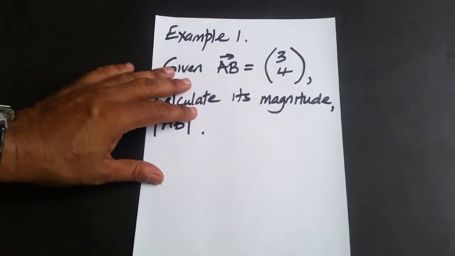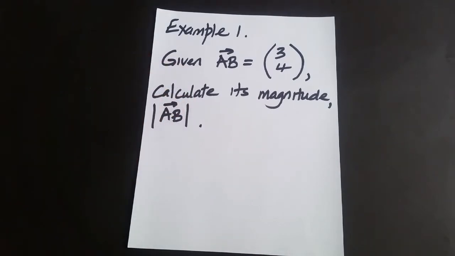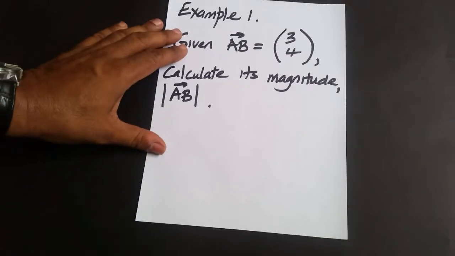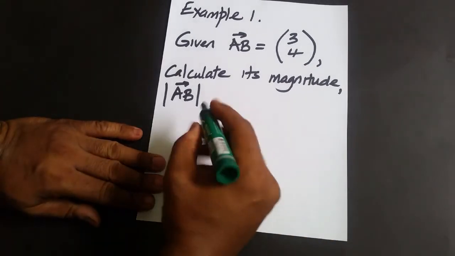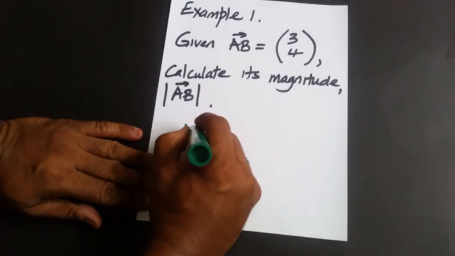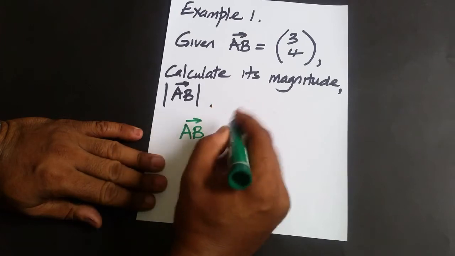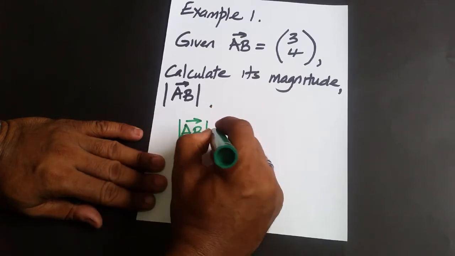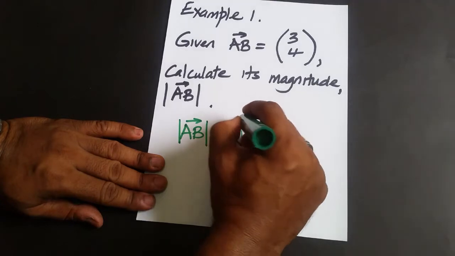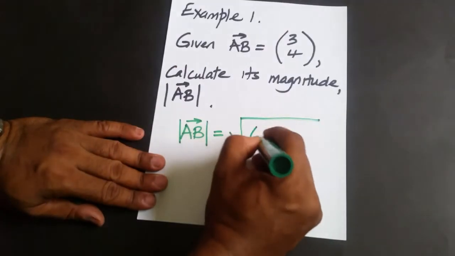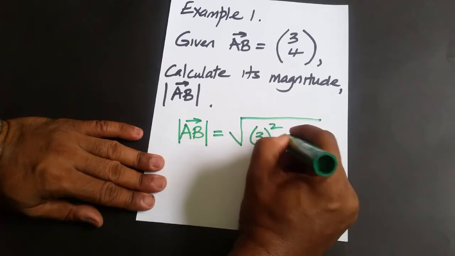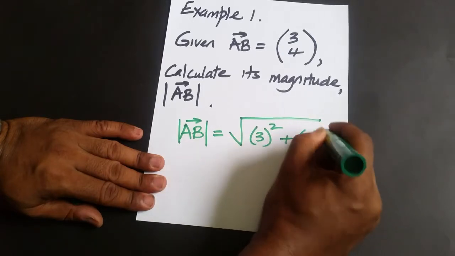Now, here's a question. Given AB equals (3, 4), calculate its magnitude, which is denoted like this. It's very, very simple to work out the magnitude of this vector. The magnitude of vector AB is going to be equal to the square root of, and we're using the numbers here, but they must be in bracket. So it's (3) squared plus (4) squared.